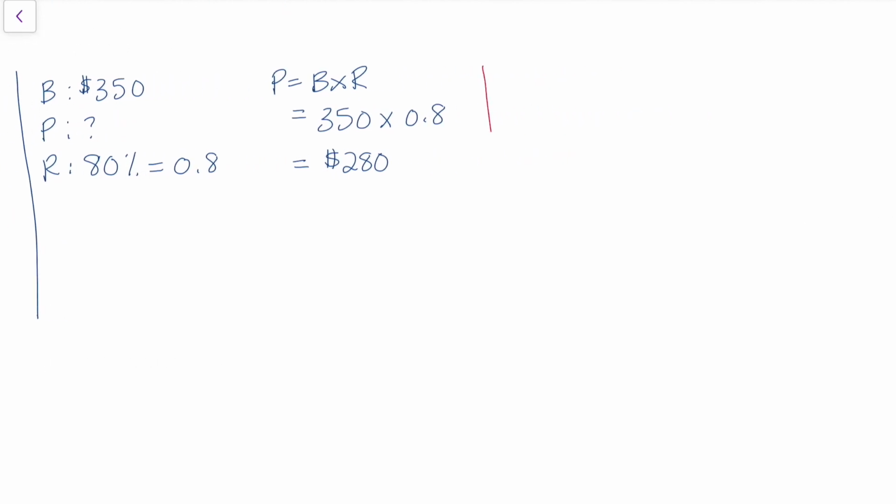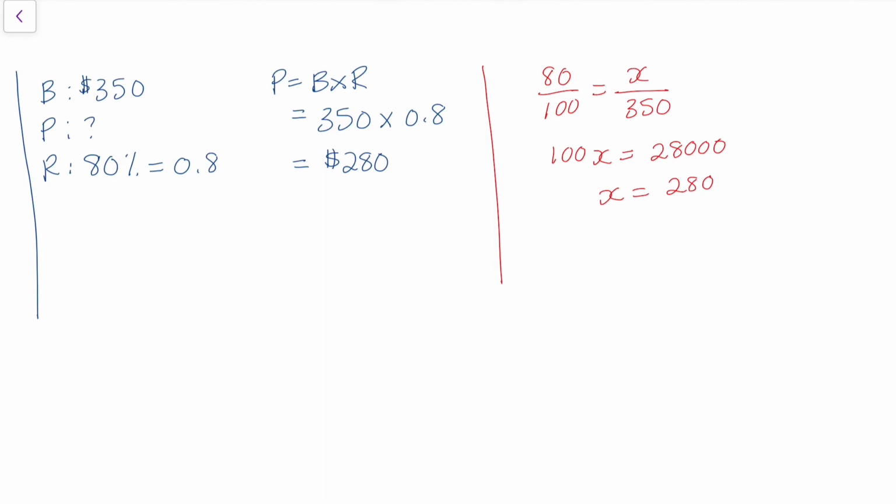And again, we can do this with proportions. I can say 80 out of 100 is equal to what out of 350? And I can solve it through to get the same answer.